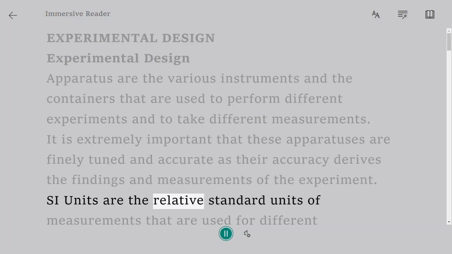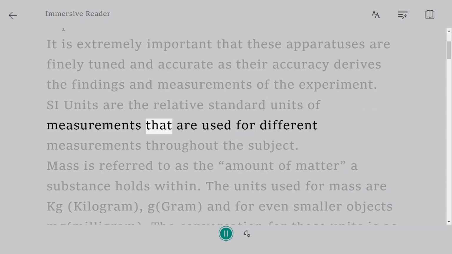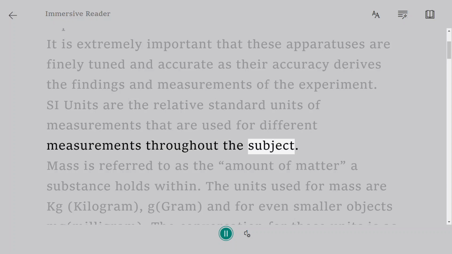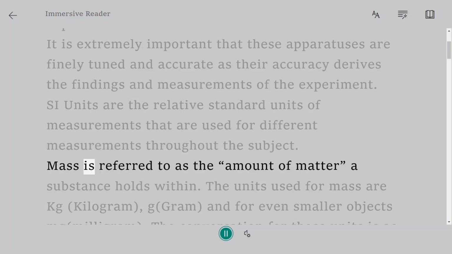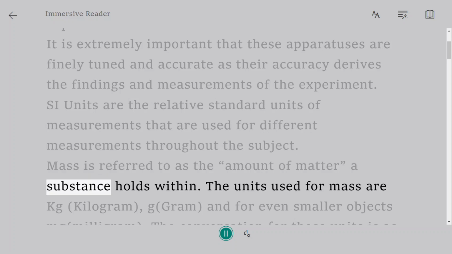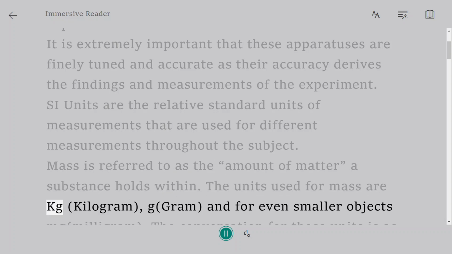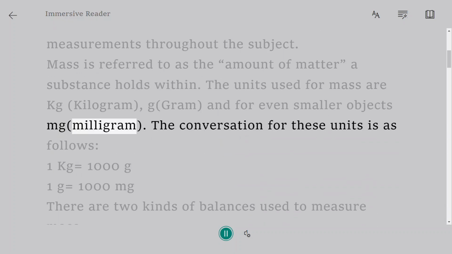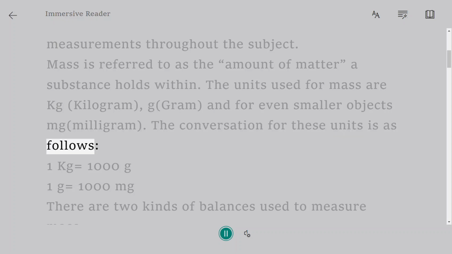SI units are the relative standard units of measurements that are used for different measurements throughout the subject. Mass is referred to as the amount of matter a substance holds within. The units used for mass are kg, kilogram, g, gram, and for even smaller objects mg, milligram. The conversion for these units is as follows. 1 kg equals 1000 g. 1 g equals 1000 milligrams.